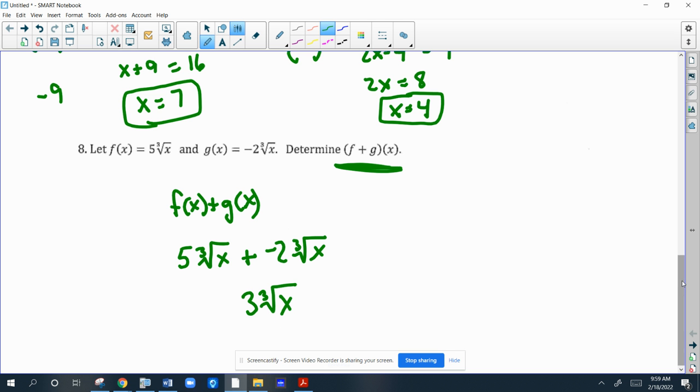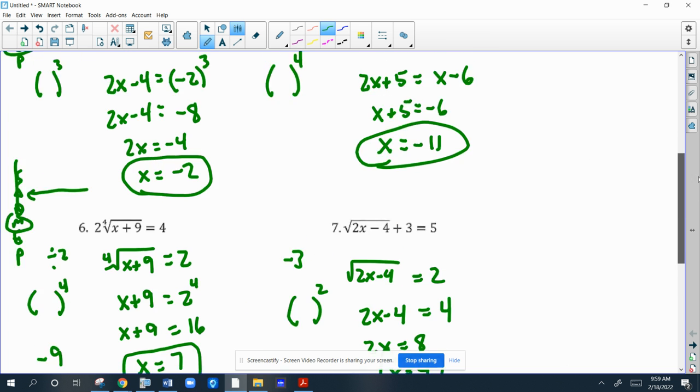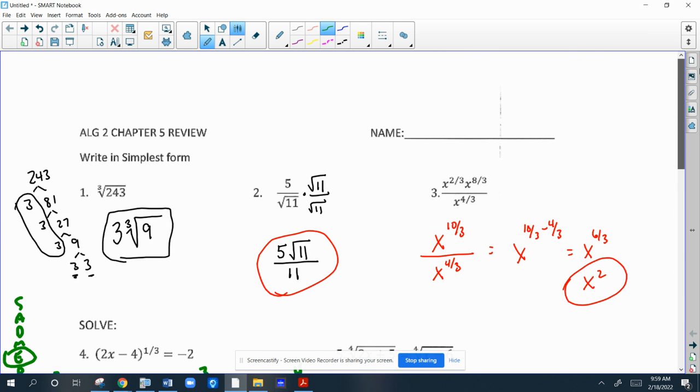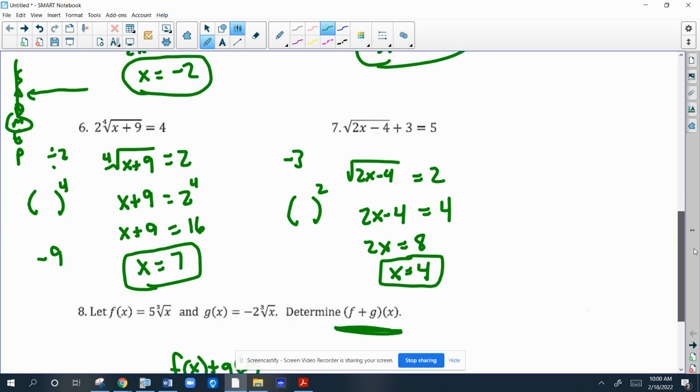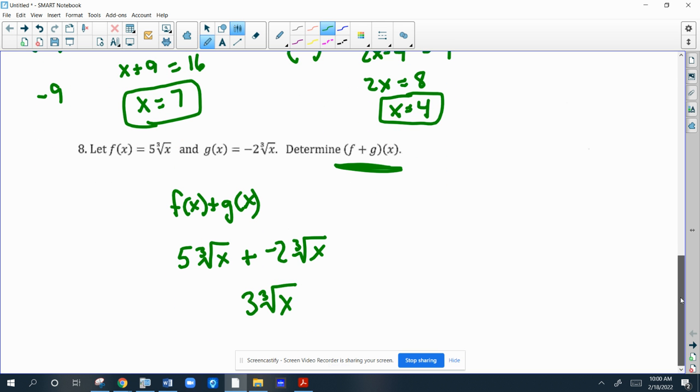And that's the first page of the review. So, watch it again if you need to. Pause, take notes, do what you have to do. And we'll do page 2 in a separate video.